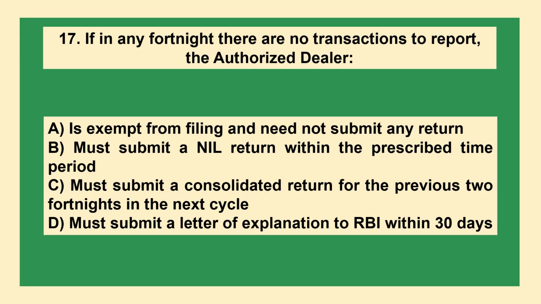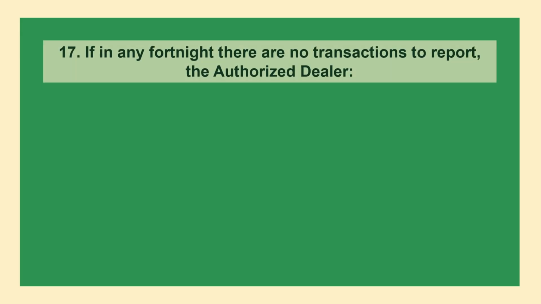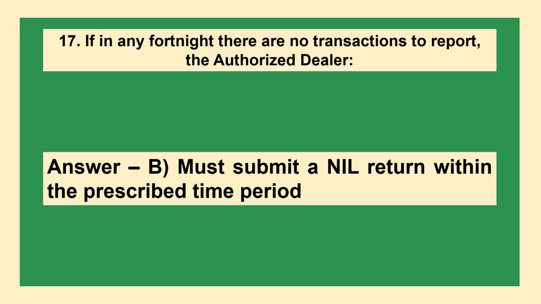If in any fortnight there are no transactions to report, the authorized dealer: option A, is exempt from filing and need not submit any return; B, must submit a NIL return within the prescribed time period; C, must submit a consolidated return from the previous two fortnights in the next cycle; D, must submit a letter of explanation to RBI within 30 days. The answer is option B, must submit a NIL return within the prescribed time period.